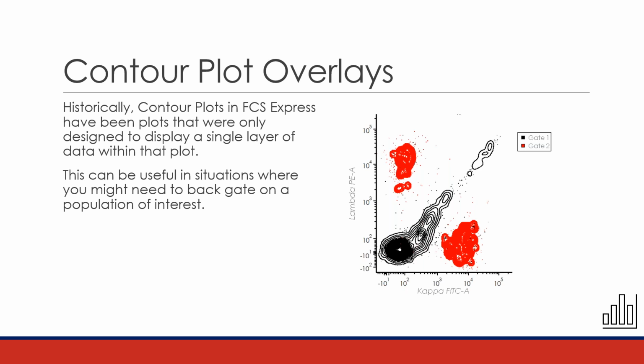A new feature we've also added, and that's currently available in our latest release, is the ability to add overlays to contour plots. Now, historically, contour plots have basically only been able to have one layer of data. And a contour plot, for those of you that aren't familiar, is basically a type of density plot where contour lines are used to show the density of data within a cluster, the density of your events within that cluster.